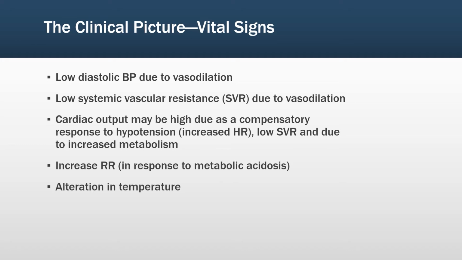The patient's respiratory rate may also be elevated due to metabolic acidosis, which the respiratory system tries to correct by increasing pH by blowing off CO2. So this is a compensatory mechanism. We can also see alterations in temperature, either high or low, which may also be seen with chills and rigors.